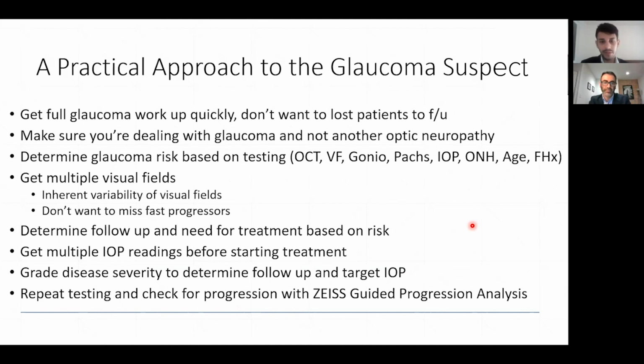Sure. The big thing is, of course, use this data to determine your follow-up and your need for treatment based on risk. Get multiple IOP readings before starting treatment. Ideally, I'd like to get 3. Sometimes if you have a patient with definite glaucoma, 30 pressures on 2 visits, I'm probably going to start treatment on that 2nd visit. I'm not going to wait for a 3rd visit. But if someone has more borderline pressures, very early glaucoma, I'll usually wait for a 3rd IOP, so I have a better idea of what their Tmax and average IOP is.